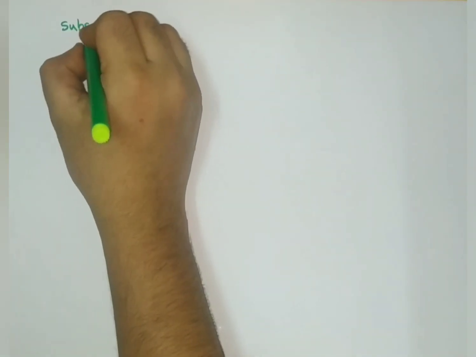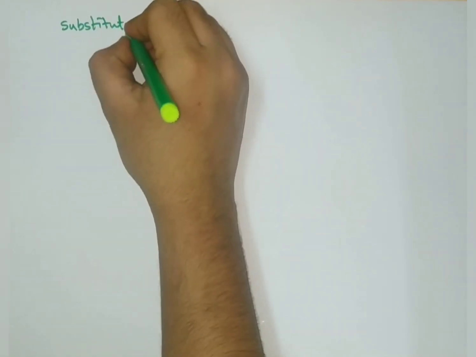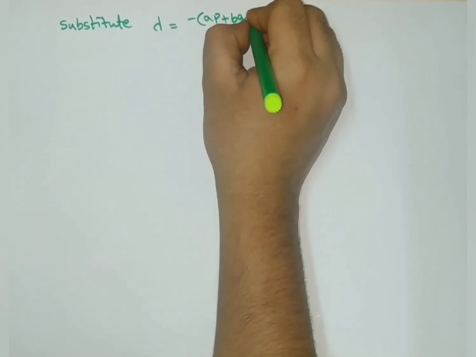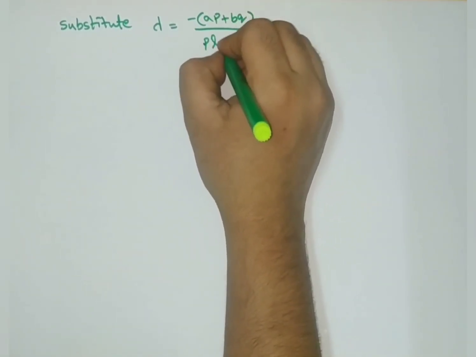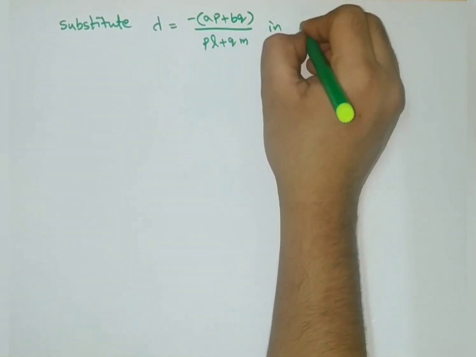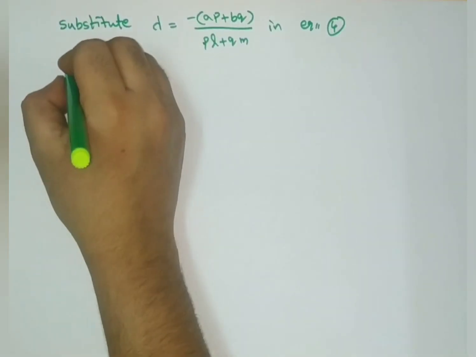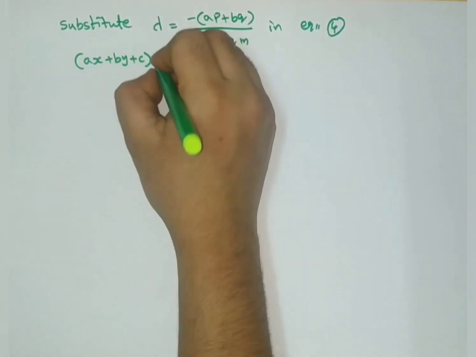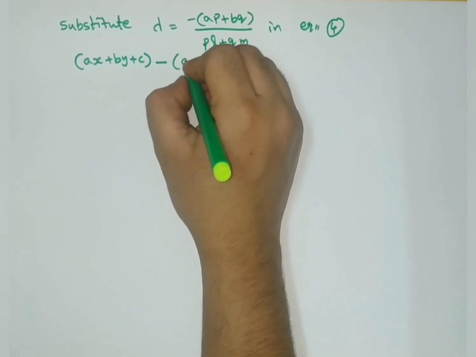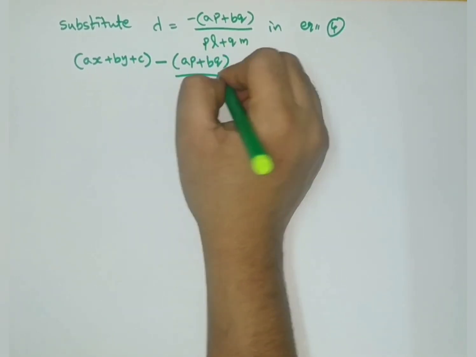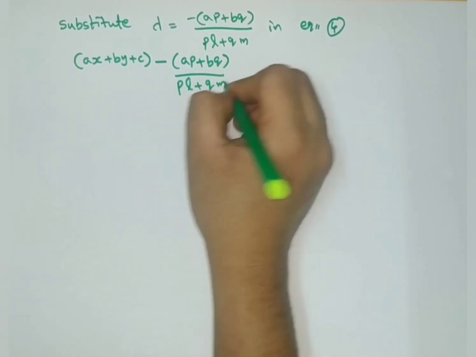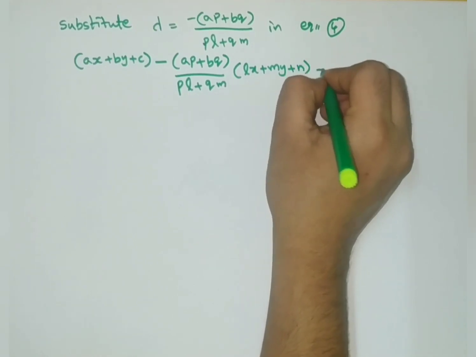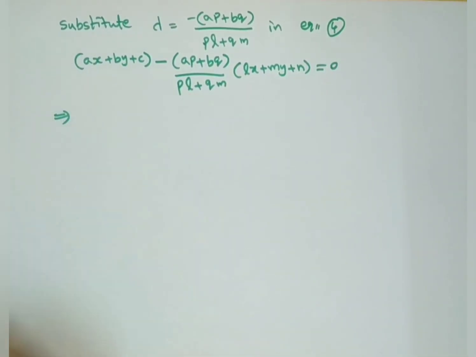So substitute lambda is equal to minus of ap plus bq by pl plus qm in equation 4. By substituting in equation 4, what we will get? ax plus by plus c, lambda value minus of ap plus bq by pl plus qm into lx plus my plus n is equal to 0. By solving this, what we will get?